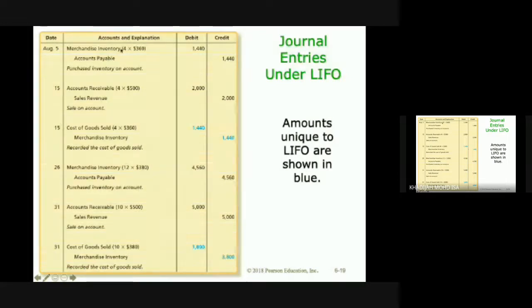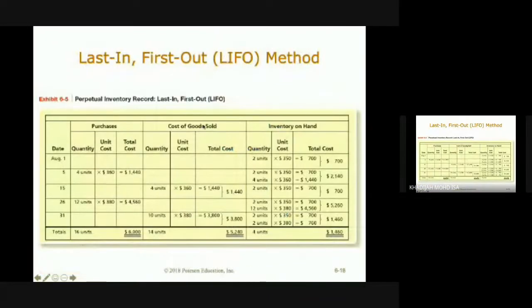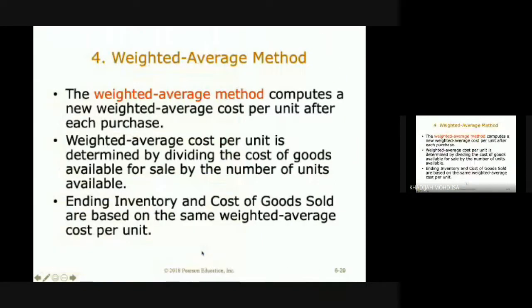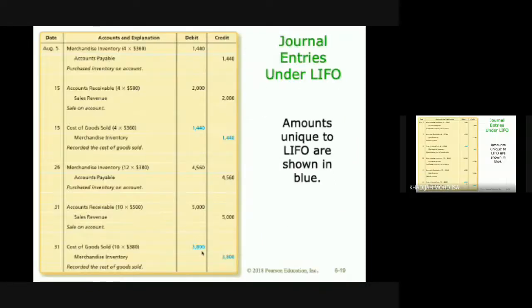Where you purchase your inventory under Perpetual, you debit your inventory, credit accounts payable, and then you make sales. You have 2 recordings. One is on the sales revenue, the other one is on the COGS. And remember that the cost of the COGS must be reflected when you do the computation, 1440 and 3,800. Okay, are you okay?